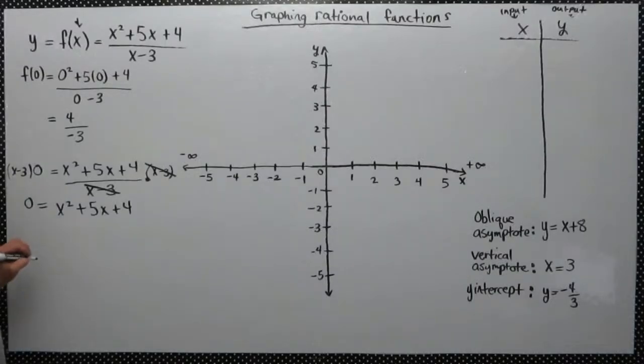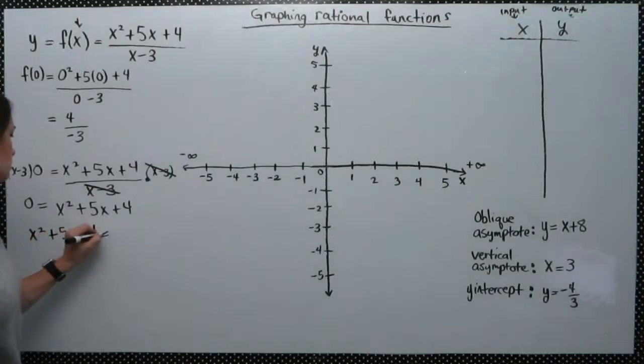And this is a quadratic. It's a second degree polynomial. And so there's 3 ways to solve this. Use that property of symmetry and state it this way. It looks a little bit better. X squared plus 5x plus 4 equals 0.